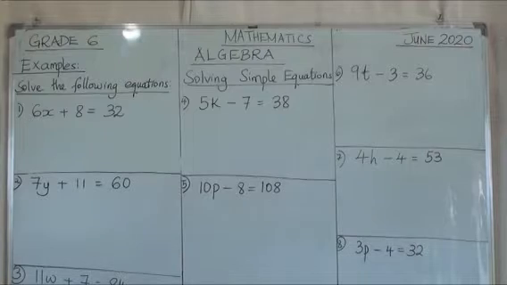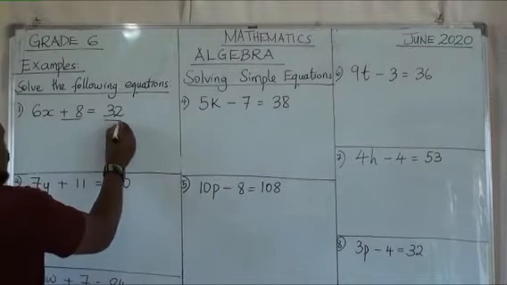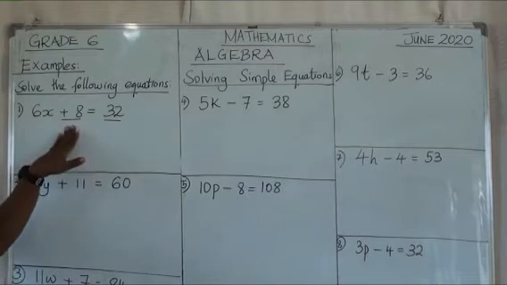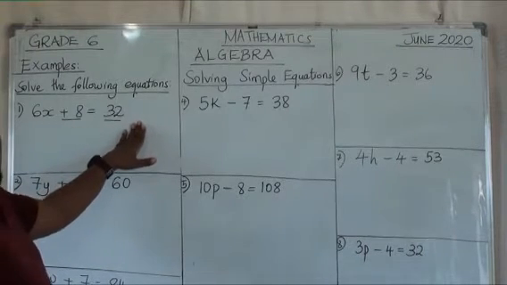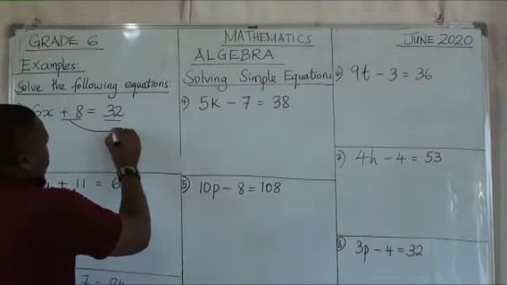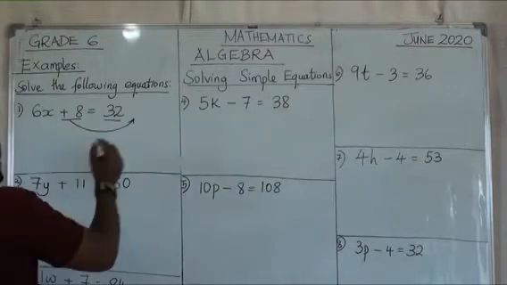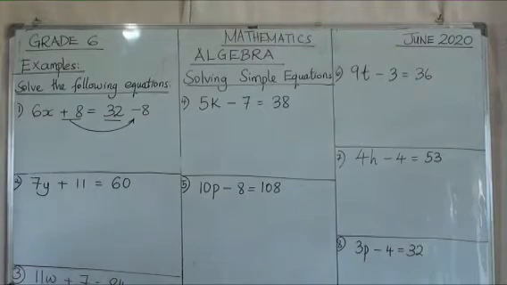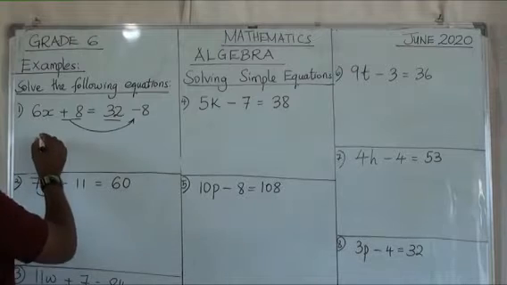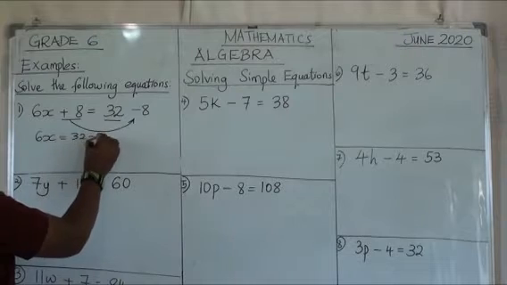What does that mean? It means that this positive 8 and 32 are like terms. You have to put them together, meaning that positive 8 has to go to where 32 is. Therefore, this will cross over, and since it was positive, the sign will change to become negative. So on this side we shall have negative 8. After that, we will rewrite the equation again: 6x is equal to 32 minus 8.